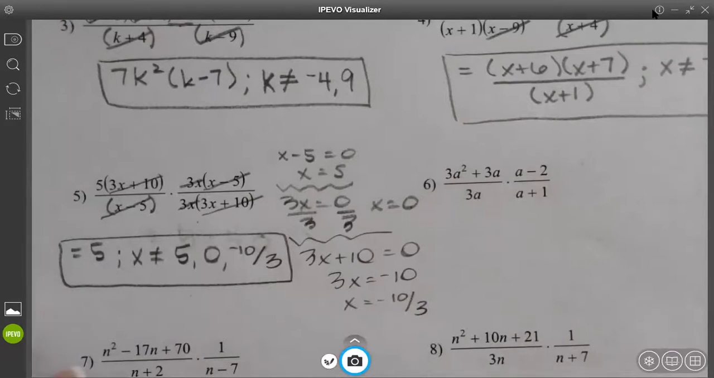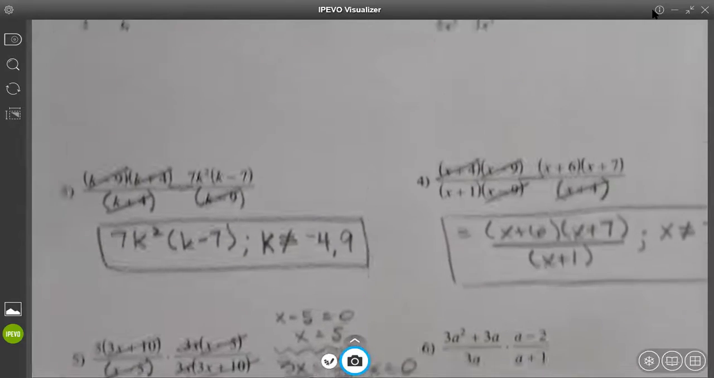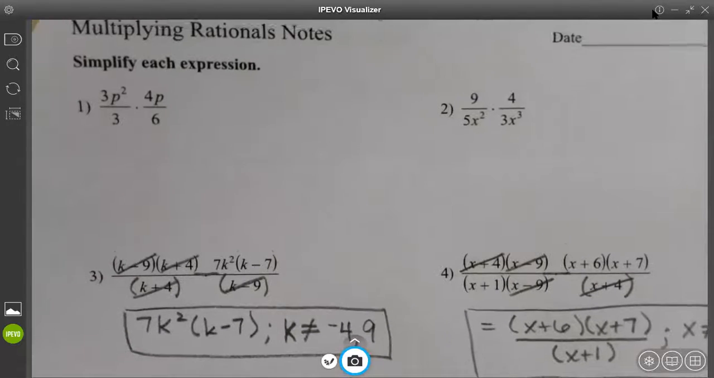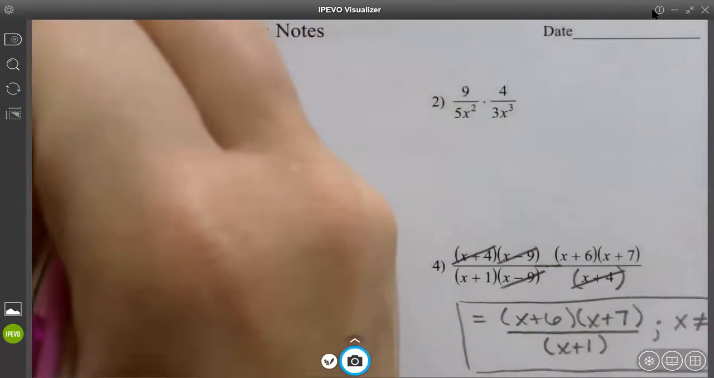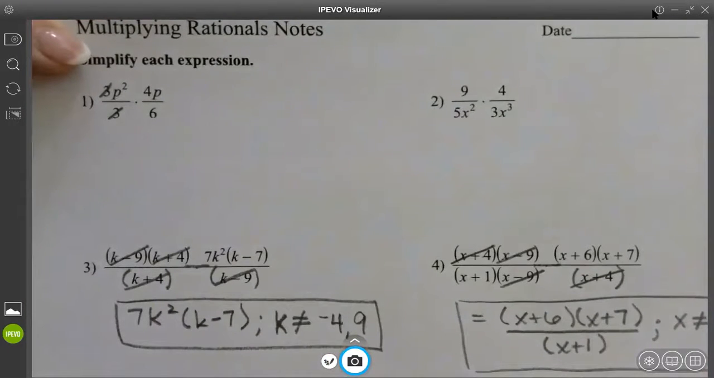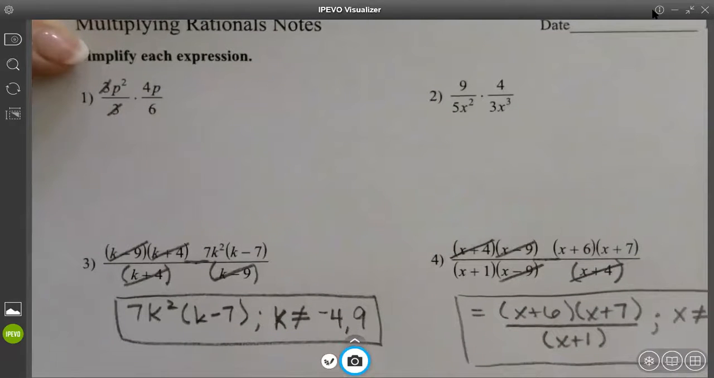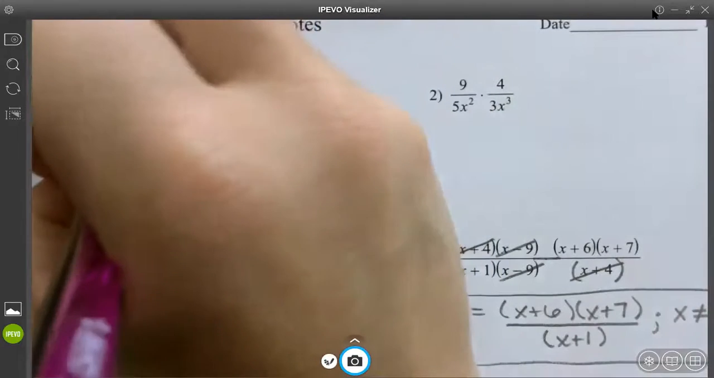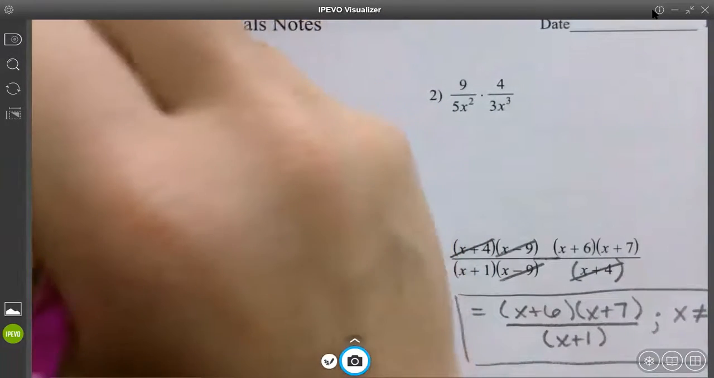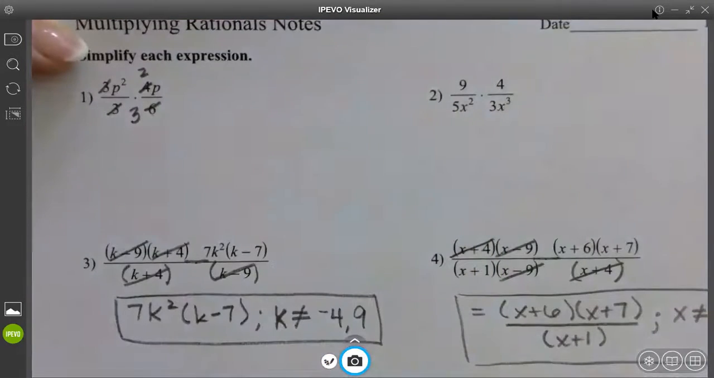All right, so on number 1, if we go back to number 1, if you see anything on the top and the bottom that you can cross out, you can go ahead and do that. So the 3's will cross out. That does not make any points of discontinuity because it's a number. It's only letters that do that, or variables. Also, if you look at 4 over 6, those will reduce by 2. So we get 2 over 3.